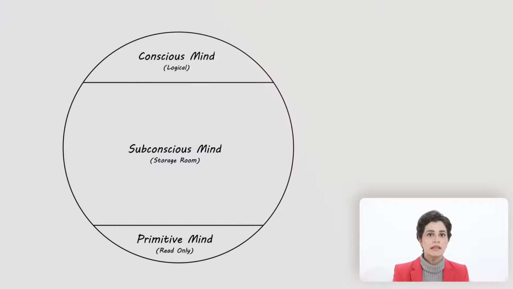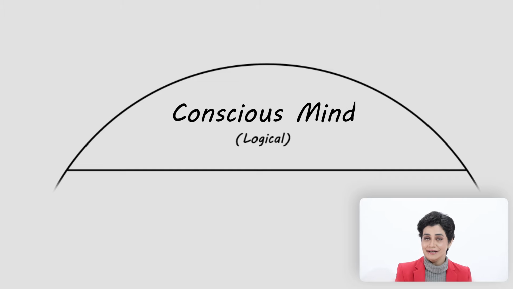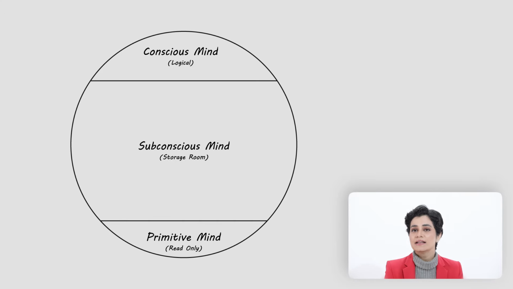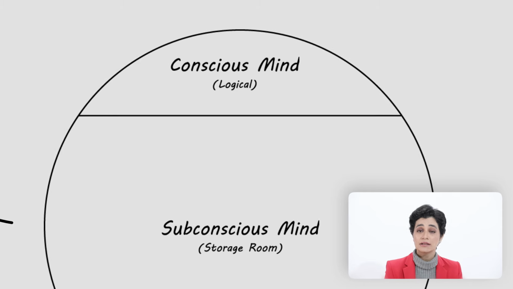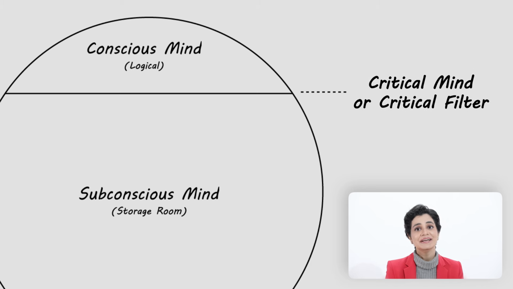The conscious mind receives information from 4 places: the outside environment that you are exposed to, the conscious mind itself, the subconscious mind, and the body. All these inputs and information are integrated so that the conscious mind can help us analyze, decide, and act. In the initial circle, if you remember, I drew 3 components of the mind: the conscious, the subconscious, and the primitive mind. However, now allow me to add one more, which is the line between the conscious and the subconscious mind. This line is called the critical mind or critical filter.